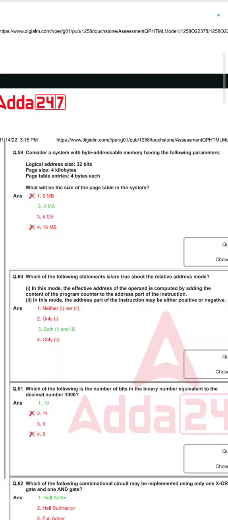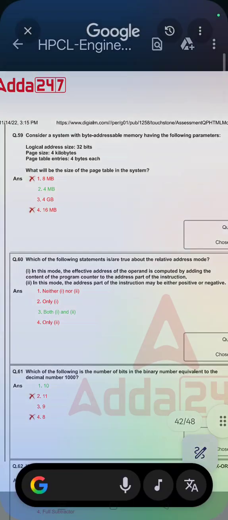Consider a system with byte addressing memory having the following parameters: logical address size 32-bit, page size 4 kilobytes, page table entries 4 bytes each. What will be the size of the page table in the system? 4 MB.